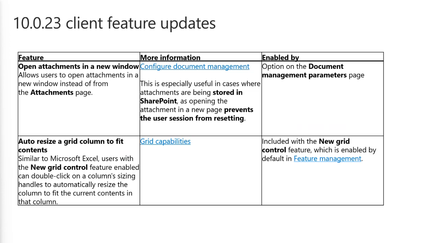The other one is auto resize a grid column to fit content. Similar to how Excel works, users can automatically force a column to resize based on the content currently shown in that column. You can do this by simply double clicking on the sizing handles of the column, or by putting focus on the column header and pressing Control A for auto fit. Next slide, please.